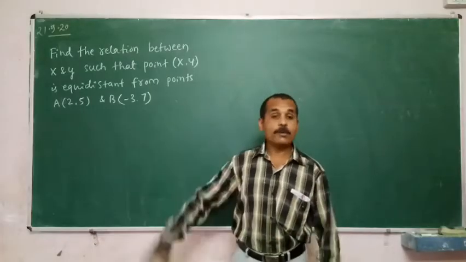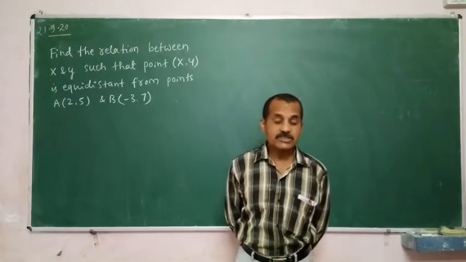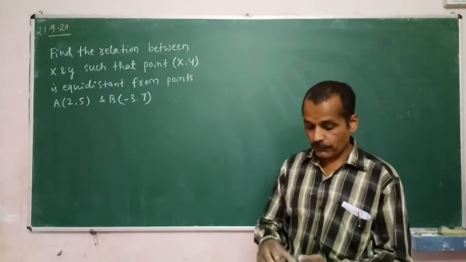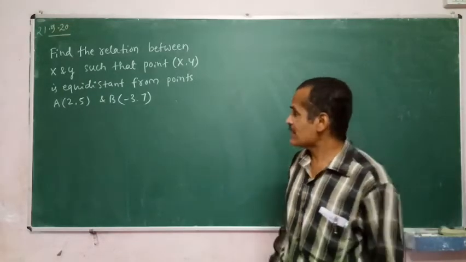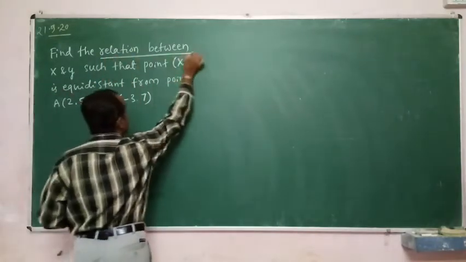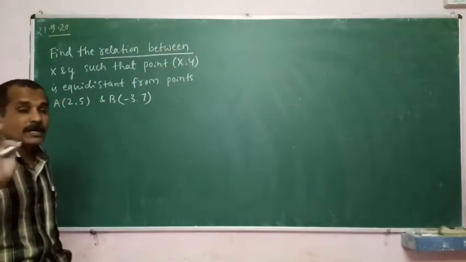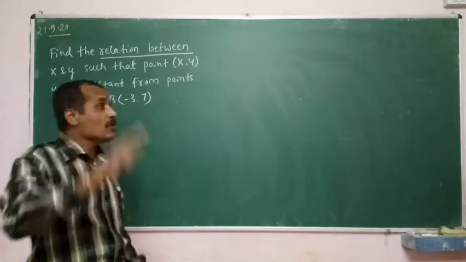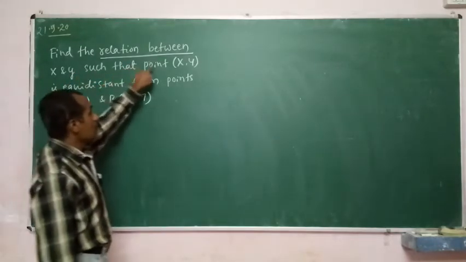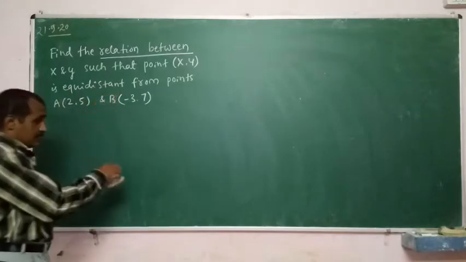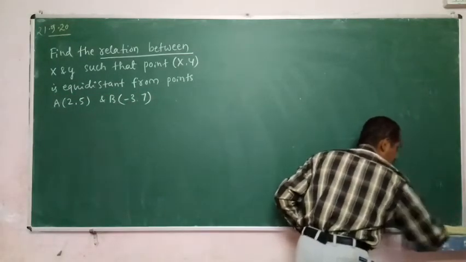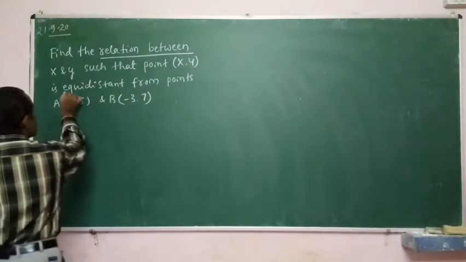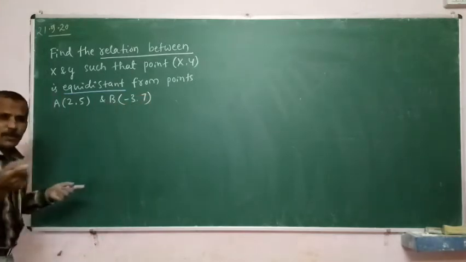This is the last problem of distance formula. Again, I can say an important problem from the examination point of view. Let us understand it first. What do they say? Find the relation between x and y. They did not ask you to find the value of x, nor the value of y, but the relation of x and y, such that the point (x, y) is equidistant from the two points. This is the problem of equidistant. Such a problem was solved already.